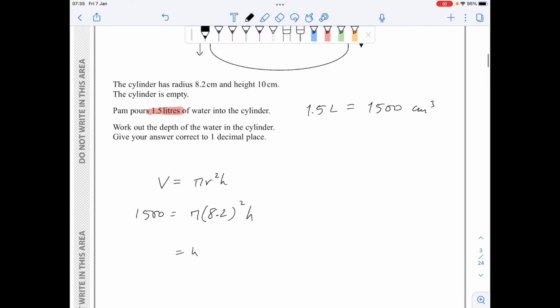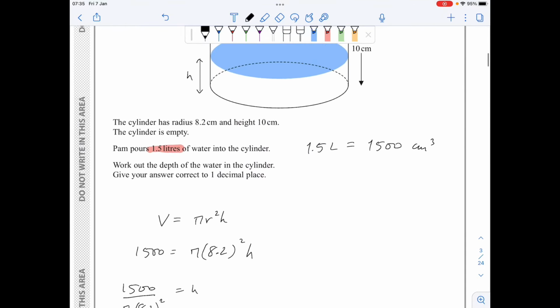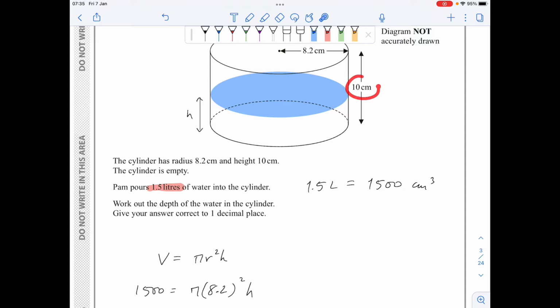So my h will be this over pi r squared, and h comes out to be 7.1 centimeters to 1 decimal place. Note the value 10 has not been used at all in my calculations.